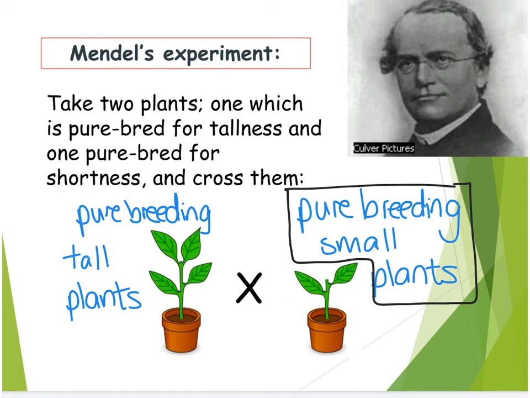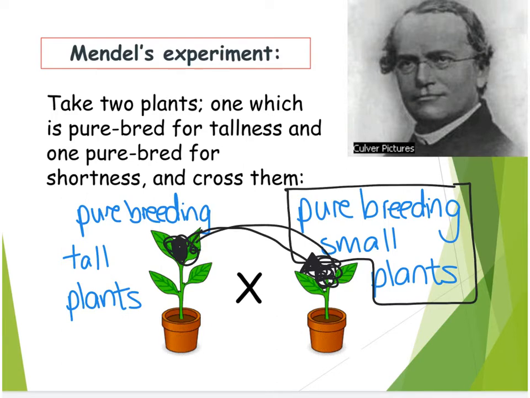So what Mendel would have done whenever these plants were flowering, and this is just a diagram, it's not actually what a pea plant looks like, but say they've got a nice colourful flower. He would have taken something like a paintbrush and taken the pollen from one and put it into the flower, the female part, the stigma of the other, and vice versa. He would have done it the other way around as well.